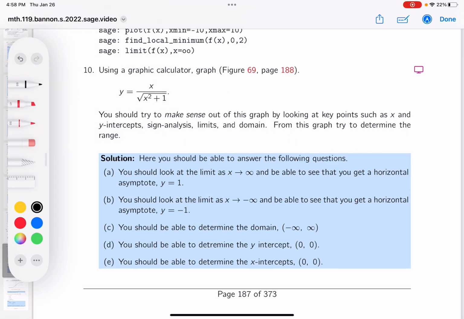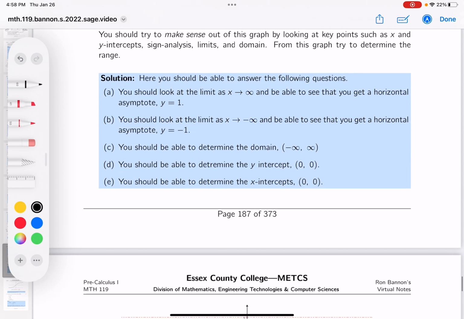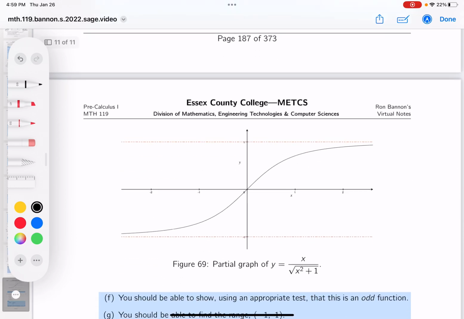Okay, this is number 10, so you use a graphic calculator. They give you the figure. I'm going to say at this point you should be able to graph out this function using technology. Might be more difficult otherwise, but you should get a picture that roughly looks like this over here. And let me just talk through it, all right?